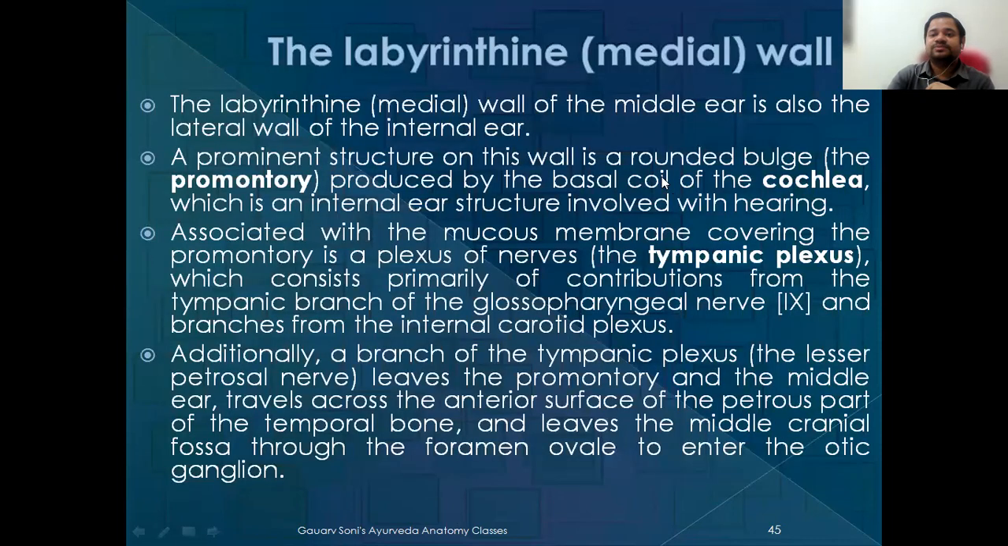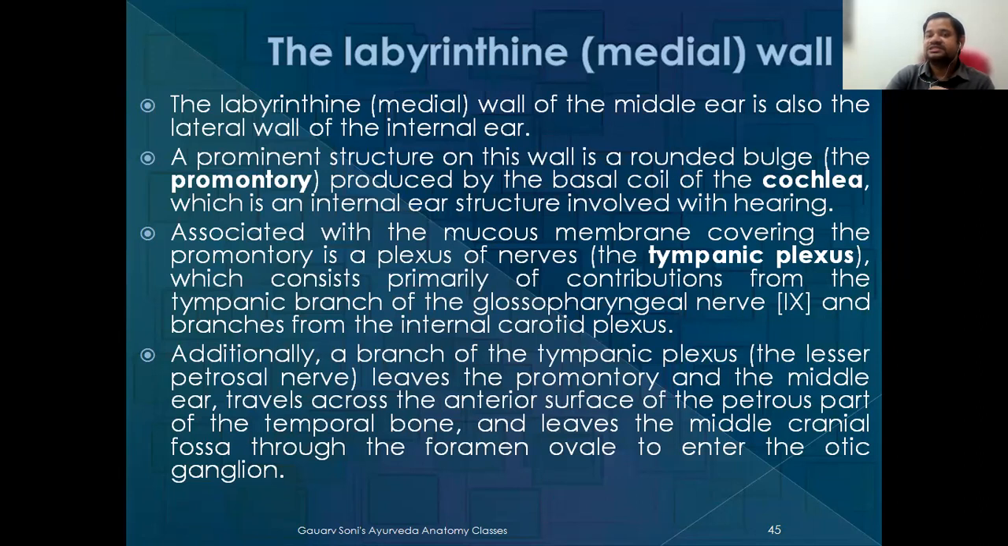Next one is the most important wall, that is the labyrinth wall or medial wall. The labyrinth wall of the middle ear can also be called the lateral wall of the internal ear, because this is a boundary, so it is considered in both places. Now, what is the most characteristic feature of this wall? That there is the presence of a rounded bulge.